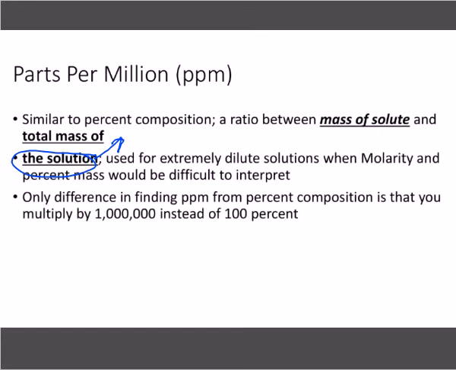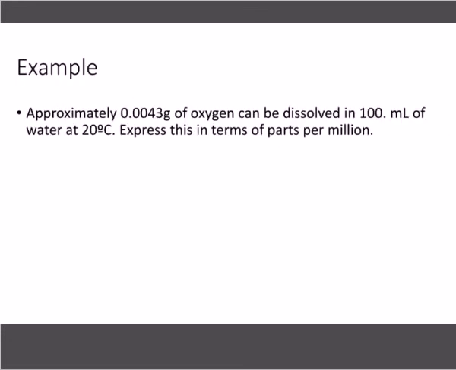The only difference, guys, in finding this is that you multiply by 1,000,000 instead of 100. It's the only thing that's different, okay? And these values are going to be very, very dilute. So you're going to see very small pieces. So take a look right here. Look at our masses, something super, super tiny.